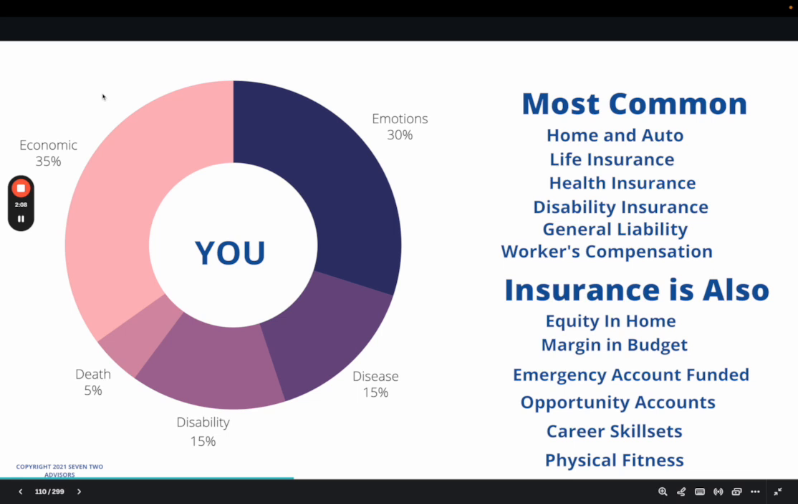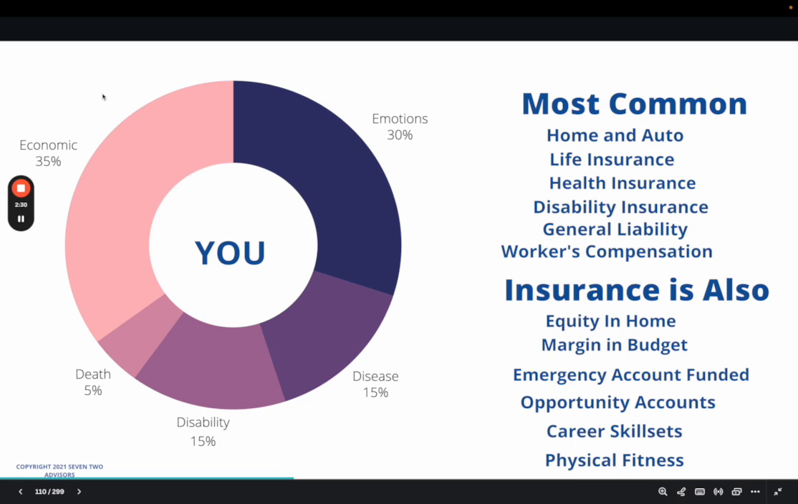You've got opportunity accounts, and I do segregate these from the emergency account. Let's just say you had 3 to 6 months of emergency funds available. Well, the opportunity accounts are going to be specifically for a down payment on maybe a rental property, or paying cash for a car, or funding some type of future investment.